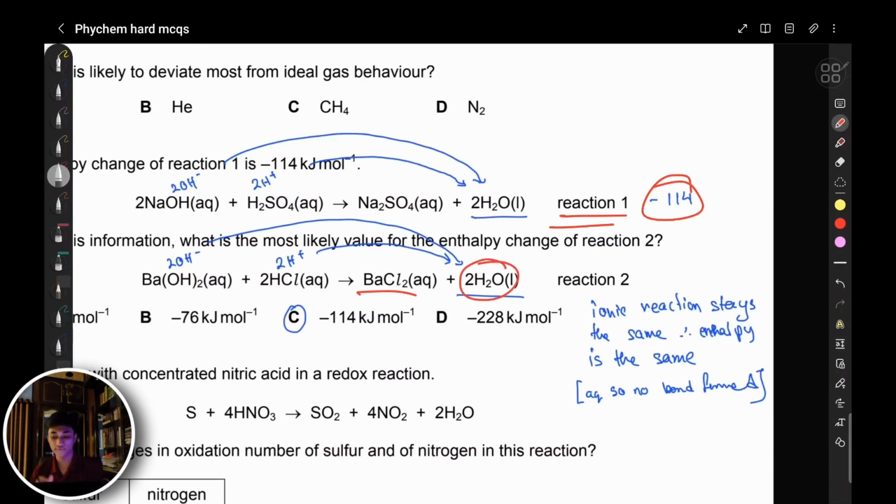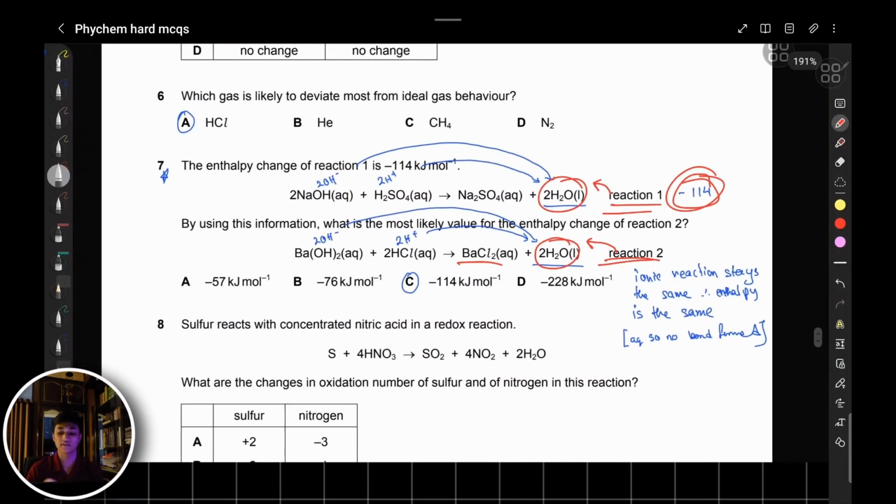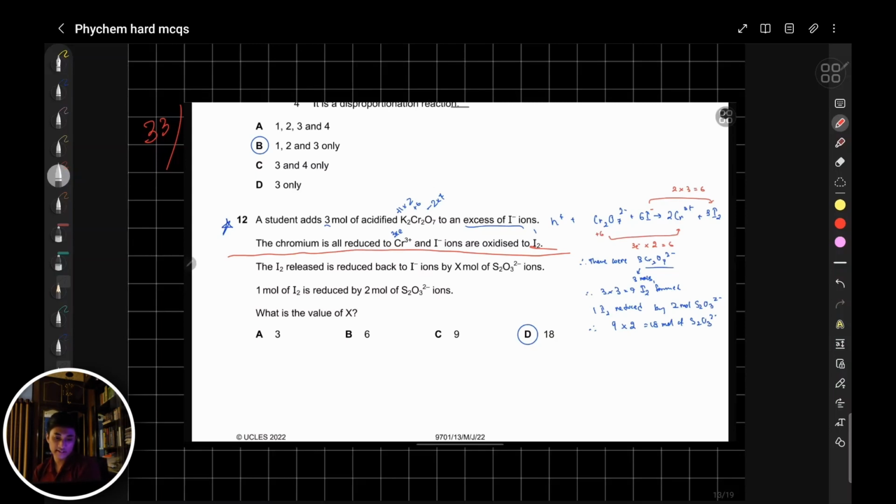Okay, so for that, it's going to be the exact same value. Why? In reaction 1, 2 moles of water molecules were formed. In reaction 2, 2 moles of water molecules were formed. So the answer is going to be minus 114 kilojoule per mole. Since the ionic equations are the exact same, the enthalpy change is going to be the exact same as well. That's it. Okay, question 33.